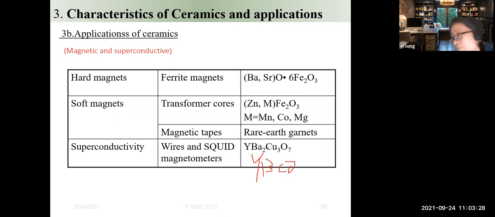Why is that? Because if you put these materials in liquid nitrogen, they become superconductors, which means they don't have any resistance anymore. Okay, so they are widely used in high-speed trains, and also used in magnetic machines, all these machines. Okay, superconductors and soft magnets and magnetic tapes, like transformer cores, hard magnets.